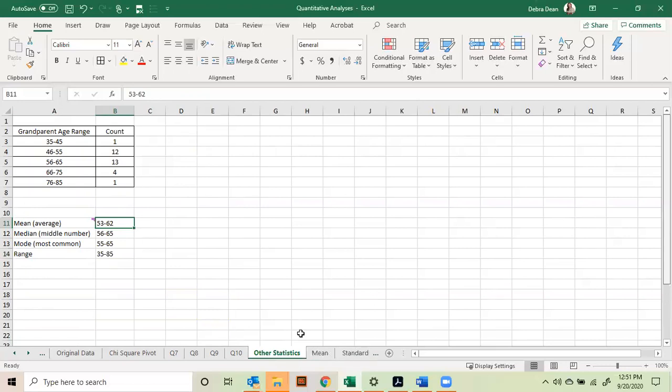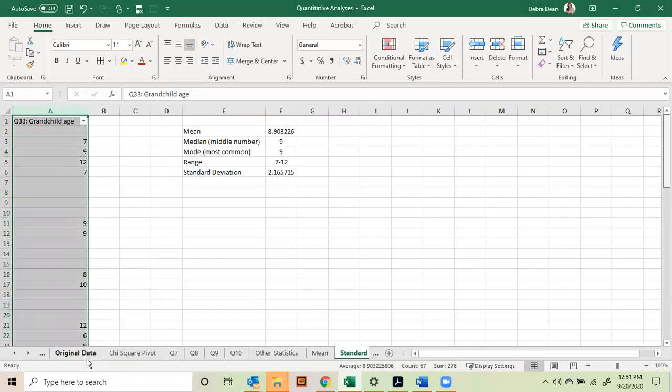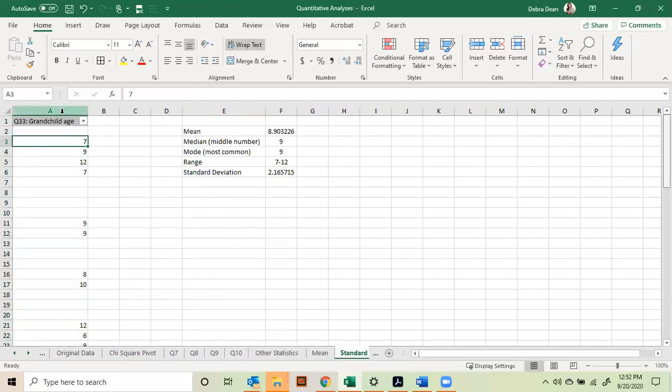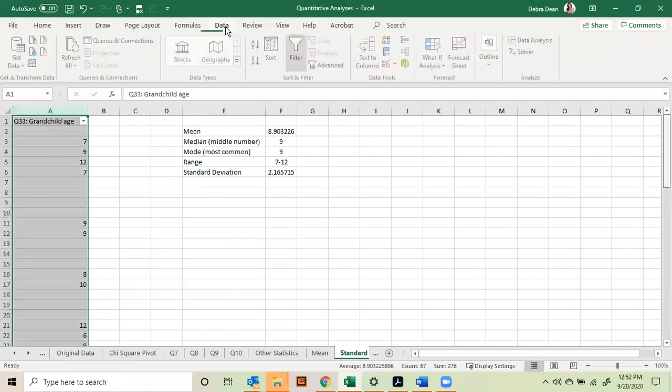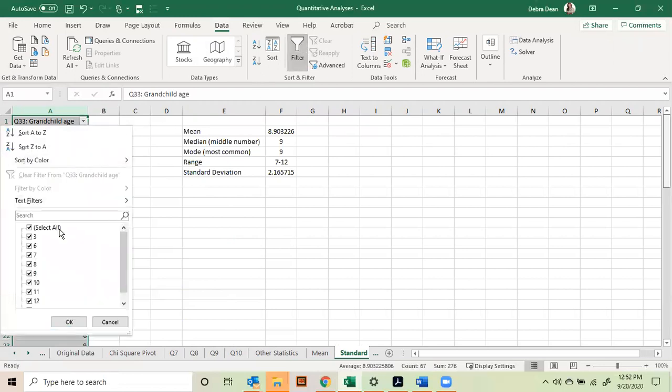Okay. Now, because we're using these age ranges, I can't do a standard deviation with this, but what I did was the standard deviation on the grandchild. So here we have the grandchild's information, and I just copy and pasted this column directly from our original data. And here we can do a filter. So if you are in your column and you click on data at the top and then filter, it gives you a chance to click a drop down, and you can see what the age ranges are here.